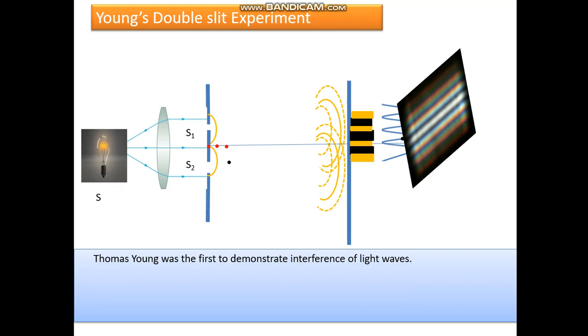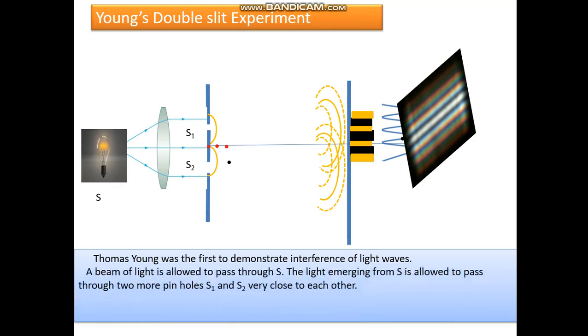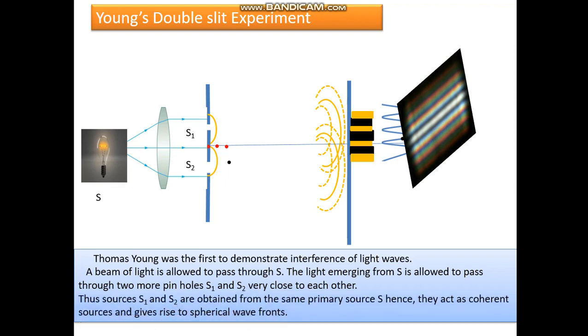Thomas Young was the first to demonstrate interference of light waves. A beam of light is allowed to pass through S. The light emerging from S is allowed to pass through two more pinholes S1 and S2 very close to each other. Thus the sources S1 and S2 are obtained from the primary source S. Hence they act as coherent sources and give rise to spherical wavefronts.